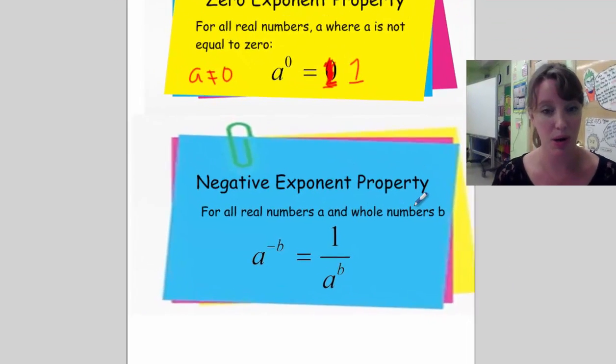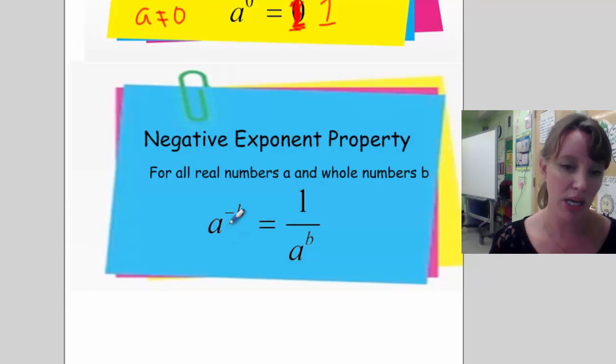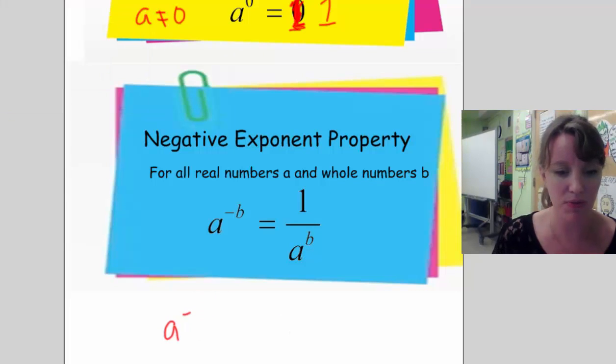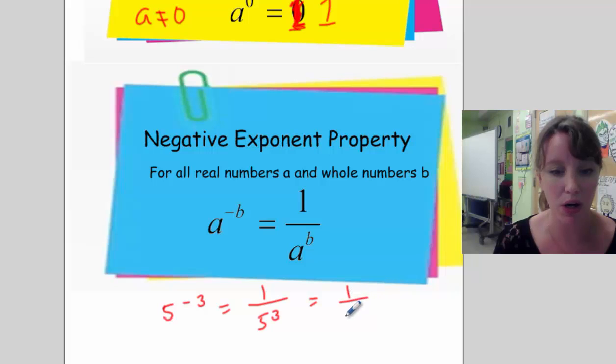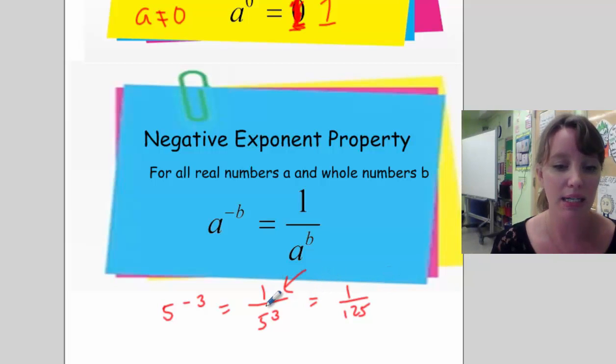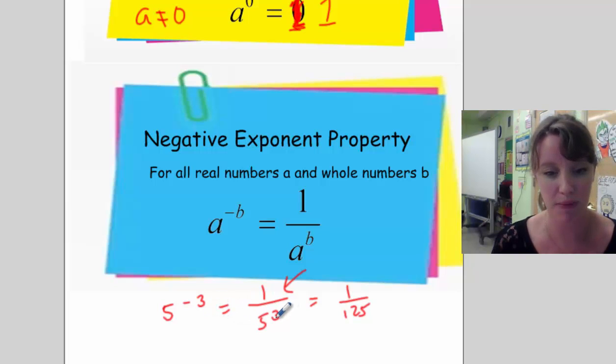For the negative exponent property, for all real numbers a and whole numbers b, if you have a to a negative power, what you do is you make a unit fraction: you make it 1 over a to the positive power. Just like we said that 5 to the negative third was the same as 1 over 5 to the third, or 1 over 125. So you make a unit fraction. A unit fraction has 1 in the numerator, and in the denominator you put the same base, but you put the opposite of the exponent. Okay?